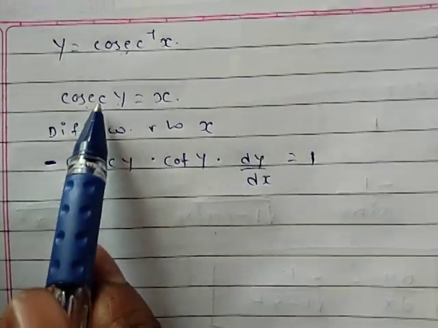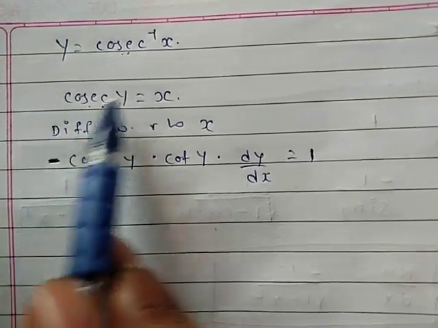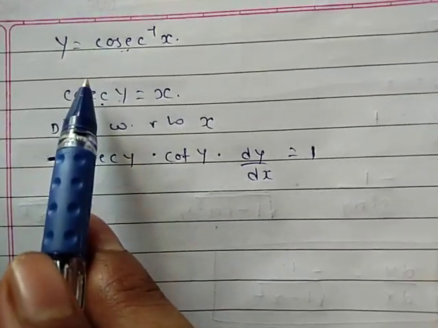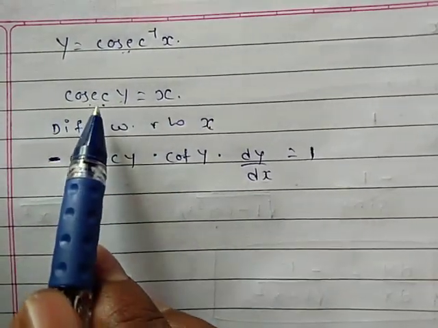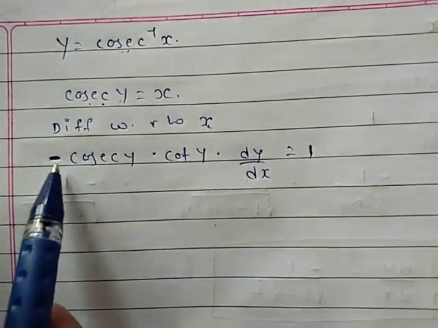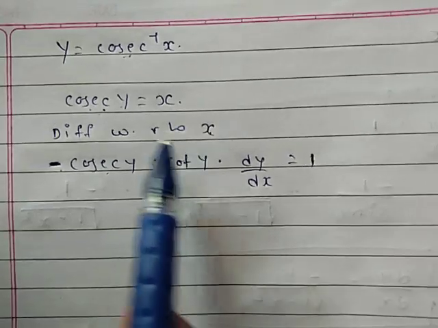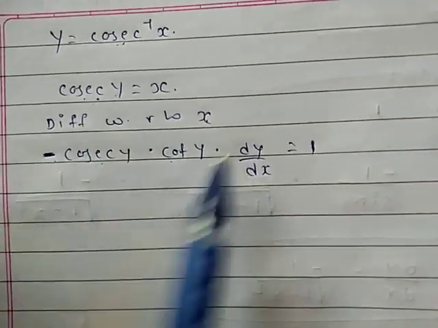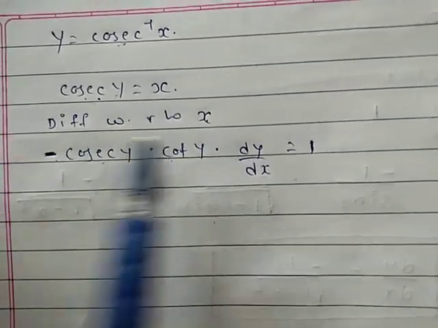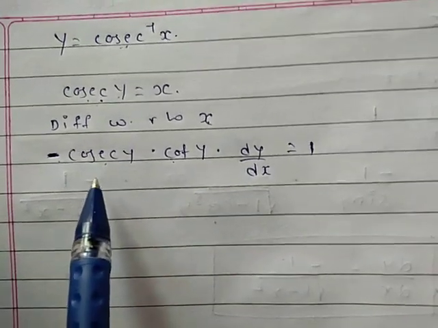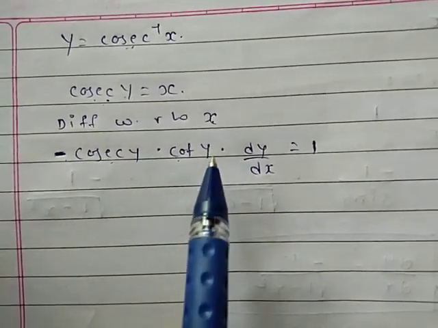Observe here, we need to differentiate cosecant y with respect to x, so the differentiation of cosecant y is nothing but minus cosecant y into cot y. You need to remember the derivatives of all the trigonometric functions as well as all the inverse trigonometric functions, because these are the standard derivatives.